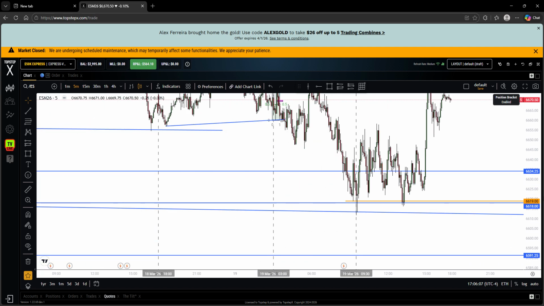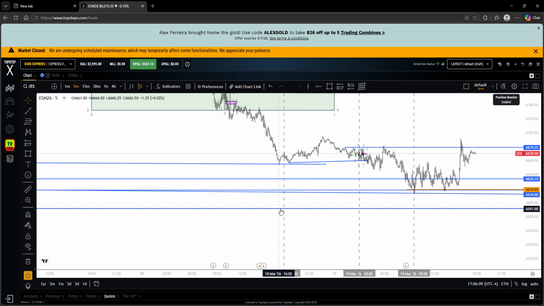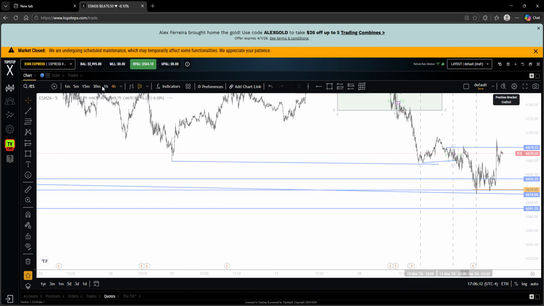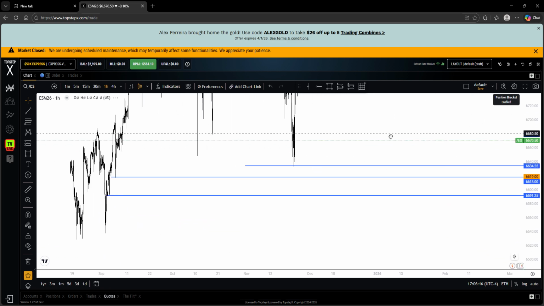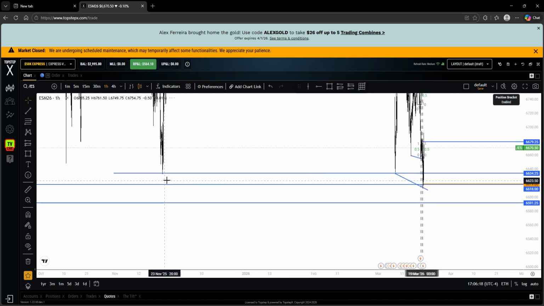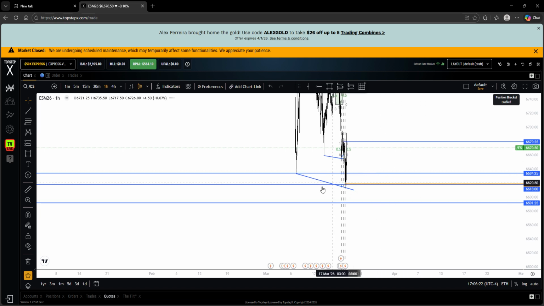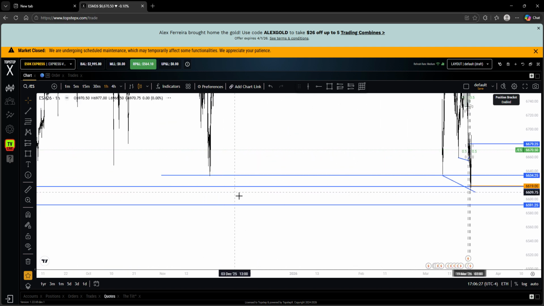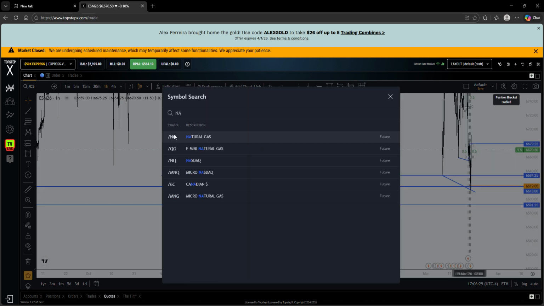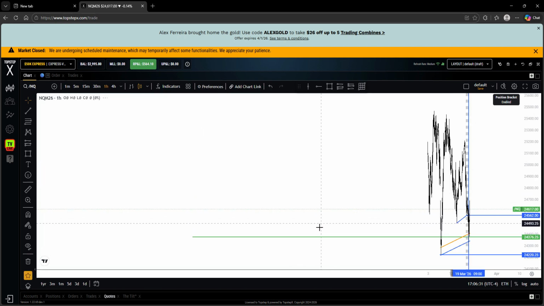Let's see. So let me see, what do we have here? High time frame. Let's see. Great, so nothing's working. So we have relatively equal lows right here, which we take as soon as we open in New York session, and that's for ES. Now let's go to Nasdaq.